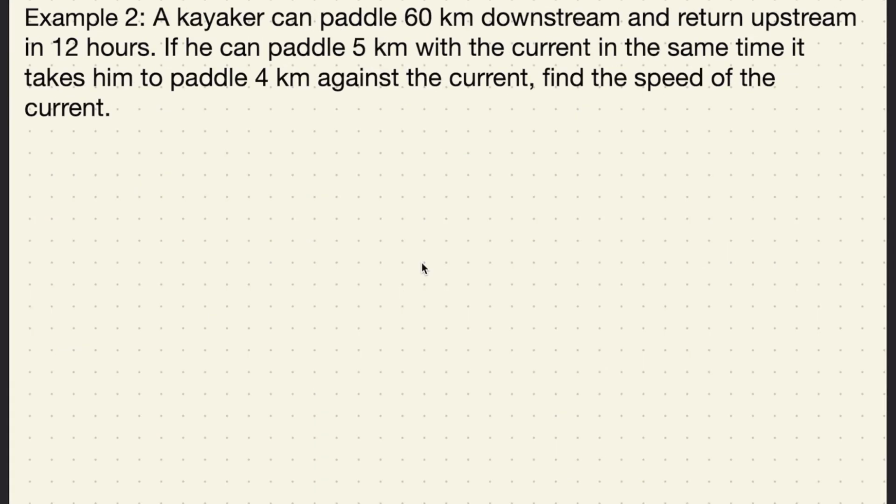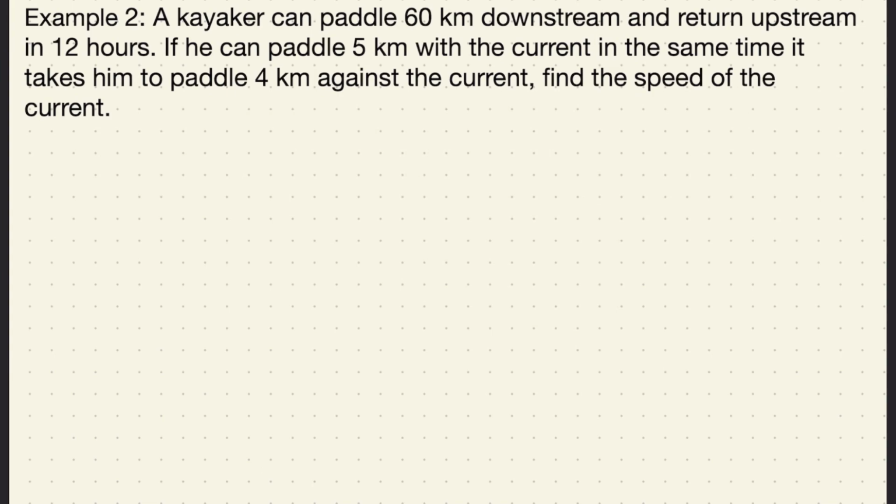A kayaker can paddle 60 kilometers downstream and return upstream in 12 hours. If he can paddle 5 kilometers with the current in the same time it takes him to paddle 4 kilometers against the current, find the speed of the current.